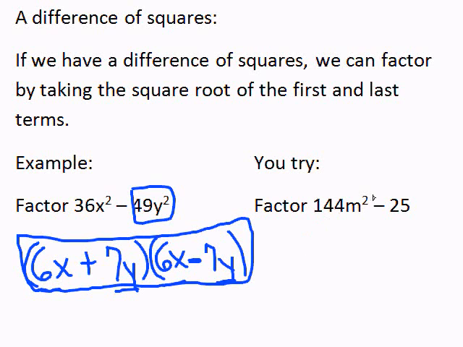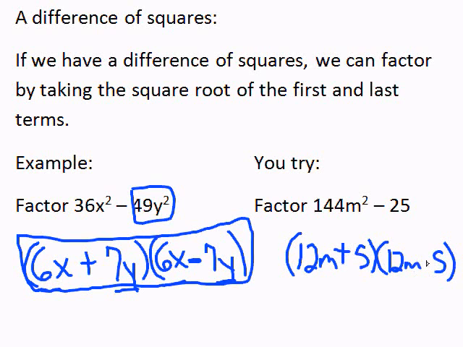Alright, the square root of 144m squared is 12m. So for both factors, 12m should be the first term, and the square root of 25 is 5. So 5 should be the second term in both factors. One of them positive, one of them negative, because they have to multiply to negative 25. We can always distribute this to check our answer, but here you go. Very little work involved in order to factor what's called a difference of squares. Difference meaning subtraction between two things you can take the square root of.